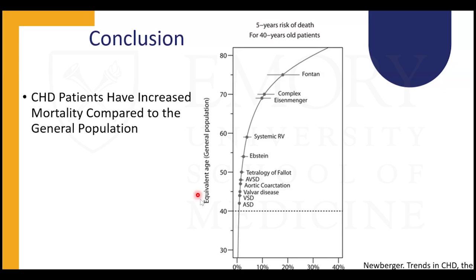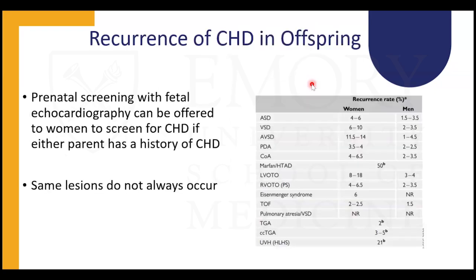And what's notable is there's only a very small increased risk for atrial septal defects, compared to Fontans, which have a much higher mortality rate at age 40 that's predicted, with the other conditions somewhere in between. But all different conditions have an increased mortality compared to the general population. There is also an increased risk for recurrence of congenital heart disease in patients' children, for both men and women. So an echocardiogram with a fetal echocardiogram around 20 weeks of gestation can be offered to all patients who have congenital heart disease. The thing that's notable is not always the same lesion can occur.